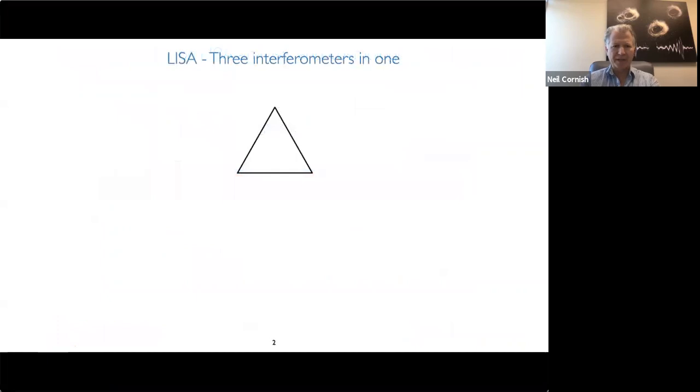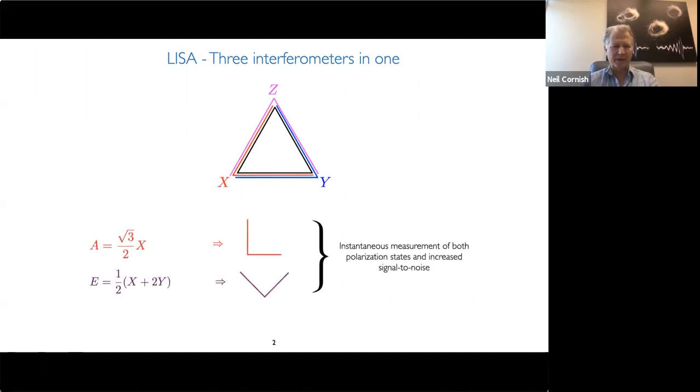Just as a reminder, for those of you that aren't so familiar, LISA is really three interferometers in one. We have the triangular configuration, and you can extract Michelson-type signals from each of the vertices. From those, we can form the so-called A and E combinations, which instantaneously measure the plus and the cross polarizations of a gravitational wave, and then another combination which, in the case of general relativity, at least at low frequencies, corresponds to a scalar breathing mode, which general relativity does not have.